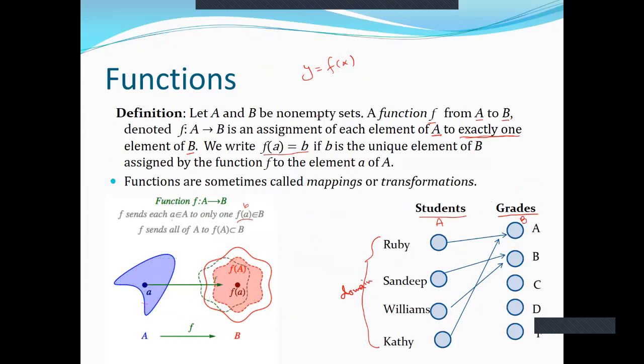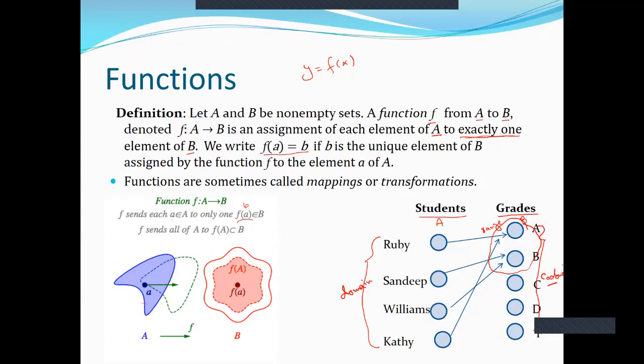All the students, all these set of grades are called codomain, right? This is codomain. And then what is range? Only those elements that are mapped. This one, right? This is called range. So all the set of images, right? These are the images, these are the pre-images.